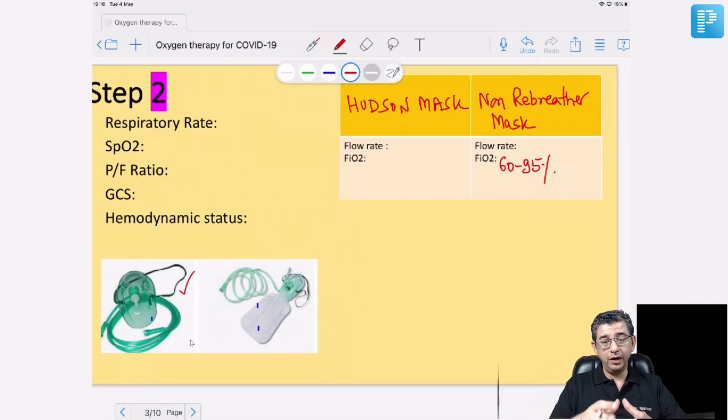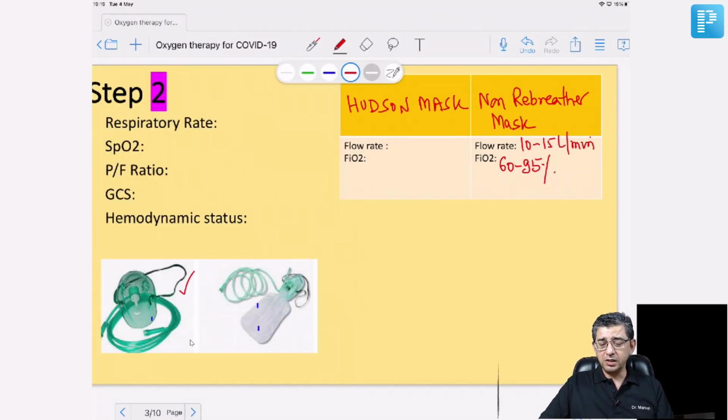Both cannot be correlated. And just to keep things simple at the moment, I want you to remember a non-rebreather mask can generate FiO2s going up to 95%. Obviously, with a high flow nasal cannula, you can generate up to 100%. But we are talking about the conventional modalities which are available in our peripheries. Now, how much is the flow rate that you would be using in this case? This is going to be in the range of approximately 10 to 15 liters per minute.